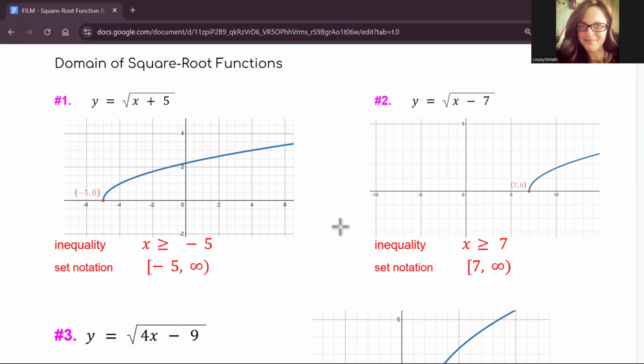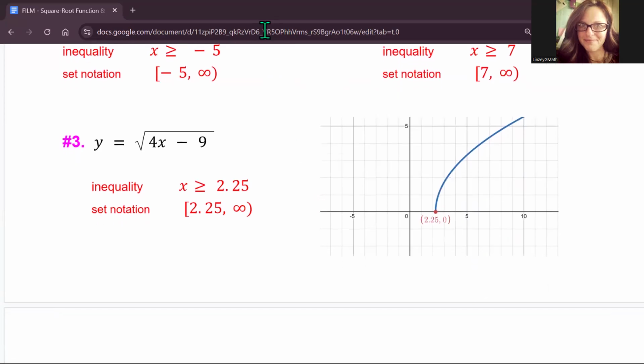And number 3. Number 3, you could rewrite this square root of 4x minus 9. I could factor out 4. And I would be left with x minus 2.25. So now you can clearly see that we are shifting to the right 2.25 to get to our starting value, and then the graph continues off to the right. Moving forward, let's take a look at transformations, speaking of shifting to the left and to the right.